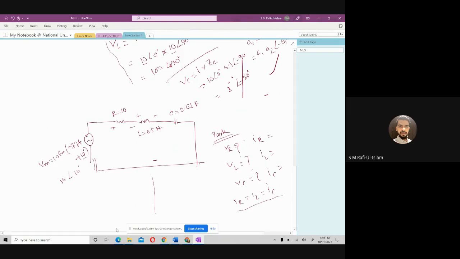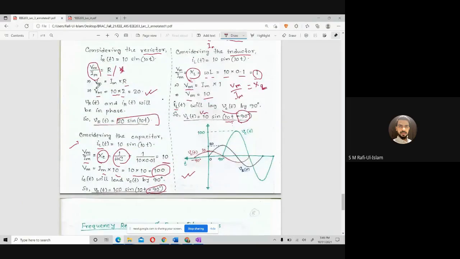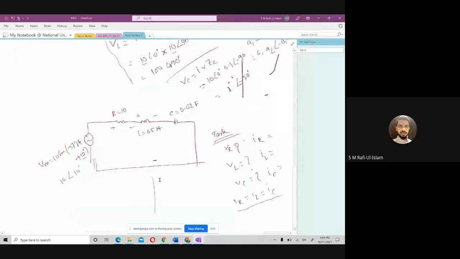You can convert everything into impedance and get it. And there is another way of solving, the way I have solved here. So you can practice both ways, and probably you will get the same results. Am I clear? Yes, sir.